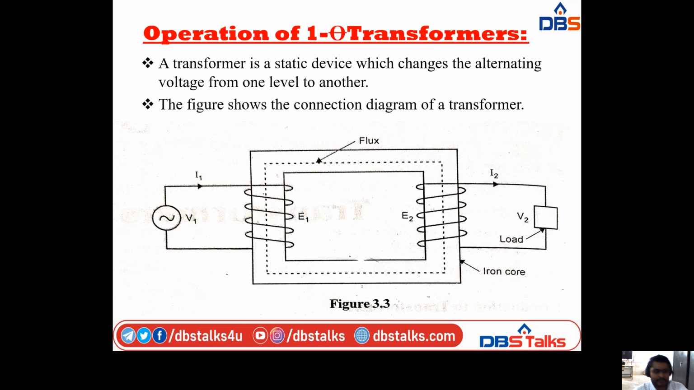In the primary winding we have primary voltage V1 and primary current I1, and in the secondary winding we have secondary voltage and secondary current. This iron core is laminated and insulated to reduce the eddy current losses in the core.